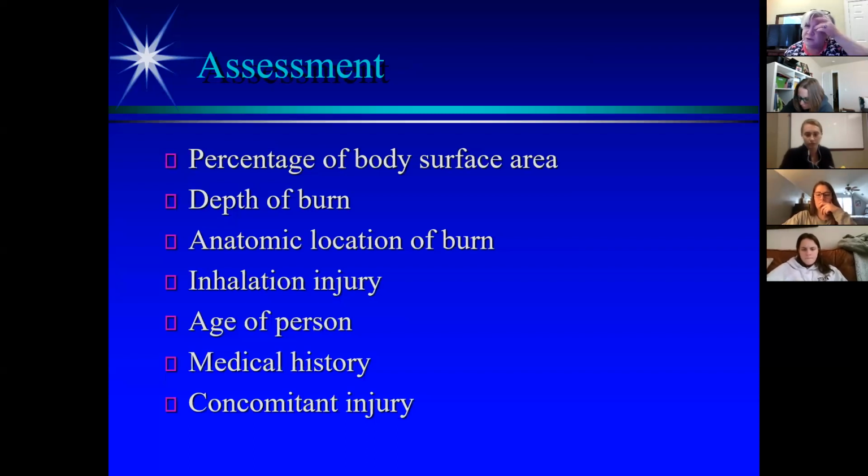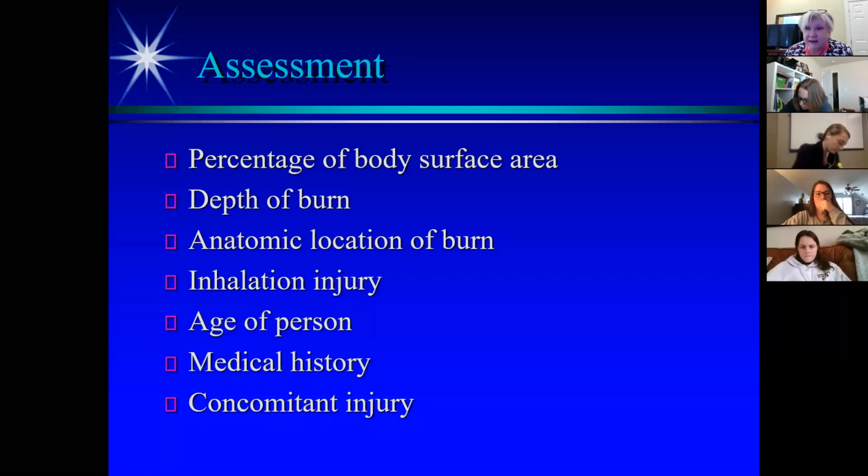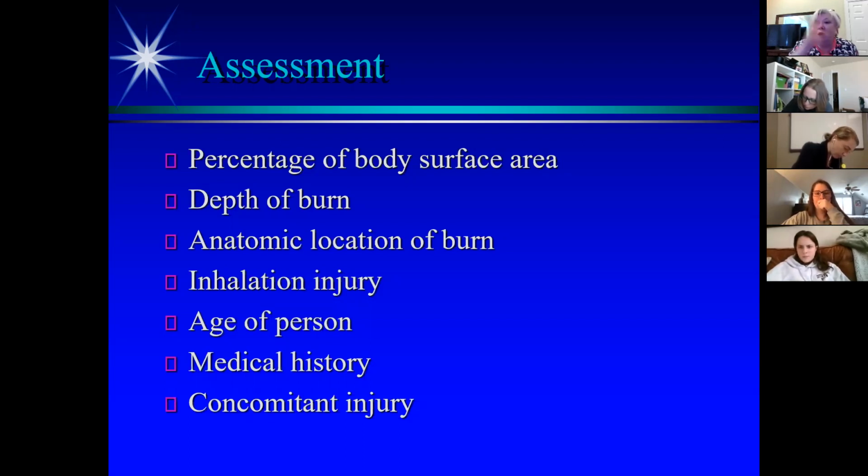Do they have a history of chronic illness? They will not recover as well as someone that doesn't have those chronic illnesses. They just don't do as well. That's just the bottom line. And then, is there any other concomitant injuries involved? So that's all part of how well are these people going to recover. You got to put it all together. It's a total picture. It's not just one factor. It's a total picture of who's going to do well and who's not going to do well.